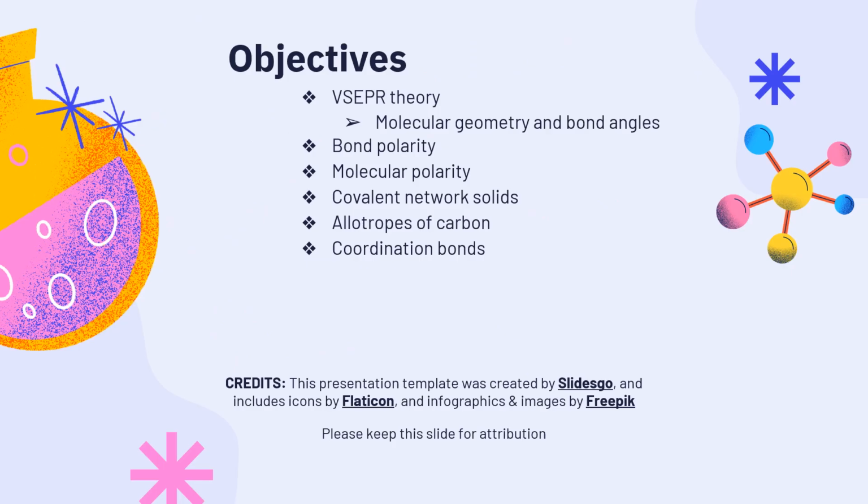We accomplished all of these objectives. We did so much practice on VSEPR theory. We're going to do lots more in class. We talked about bond polarity and how it is related but not always necessarily indicative of molecular polarity. We talked about our covalent network solids, the silica, the SiO2, sand, quartz, glass, weird stuff. We talked about those allotropes of carbon, which most were also covalent network solids, the graphite, the diamond, and those coordination bonds where we have one atom donating more electrons to the bond than the other atom.